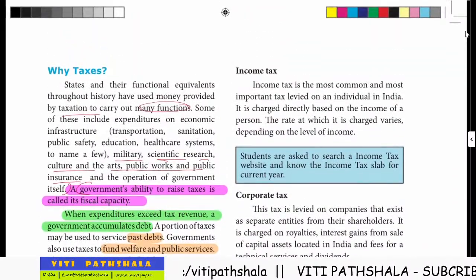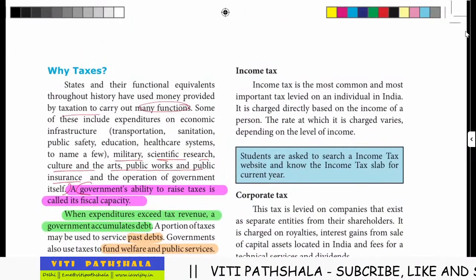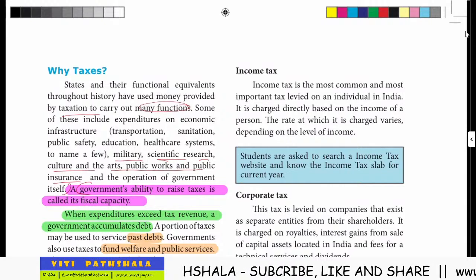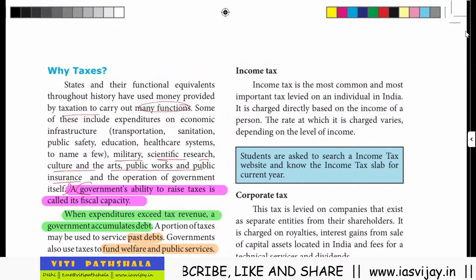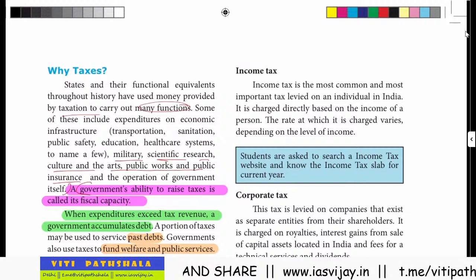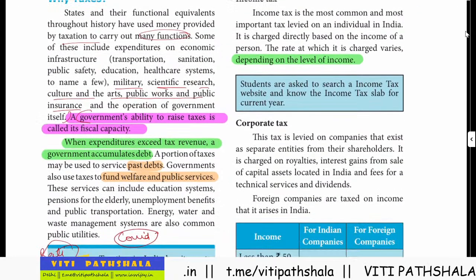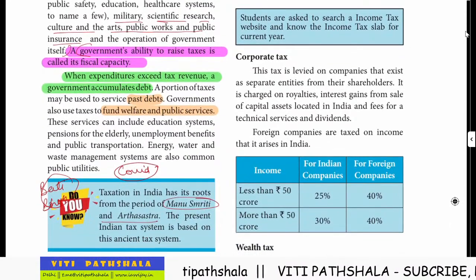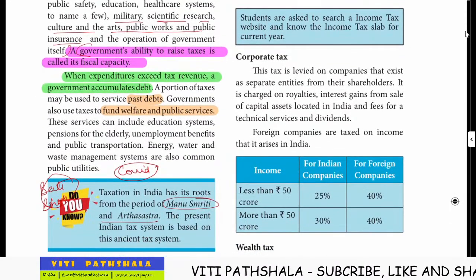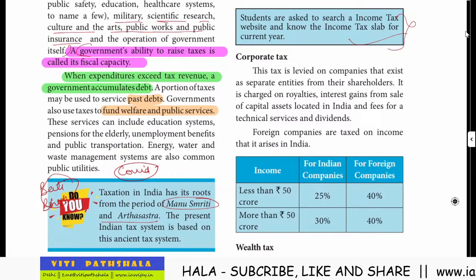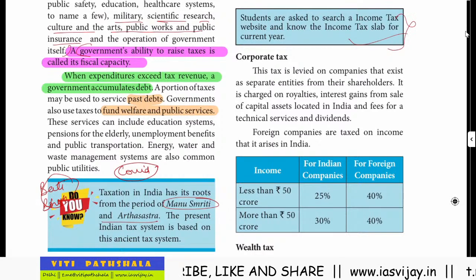Now, income tax, it is the most common and the most important tax levied on an individual in India. It is charged directly based on the income of the person. The rate at which it is charged varies depending upon the level of the income. Students are asked to search an income tax website. So this is an activity that they have given.